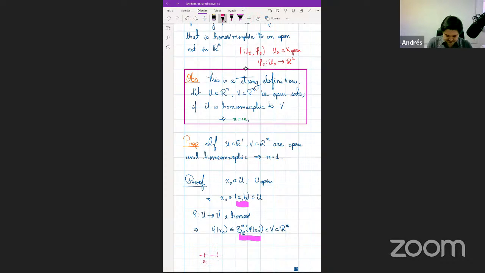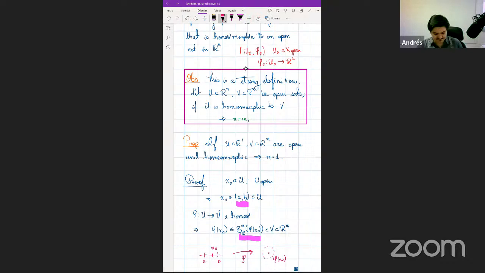A, B, X naught. And here you have phi of X naught. And this is the homeomorphism, okay?